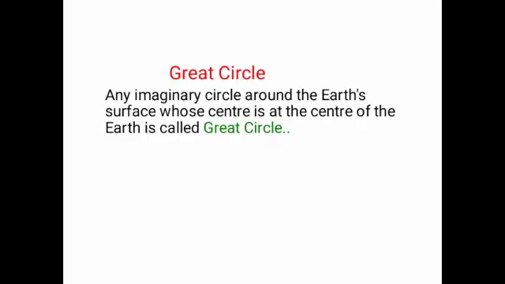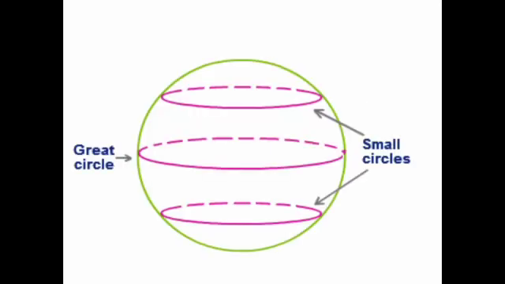Let's look at a great circle. Any imaginary circle around the Earth's surface whose center is exactly at the center of the Earth is going to be a great circle. So the equator is one of the latitudes. Actually, it's the only latitude which forms a great circle.